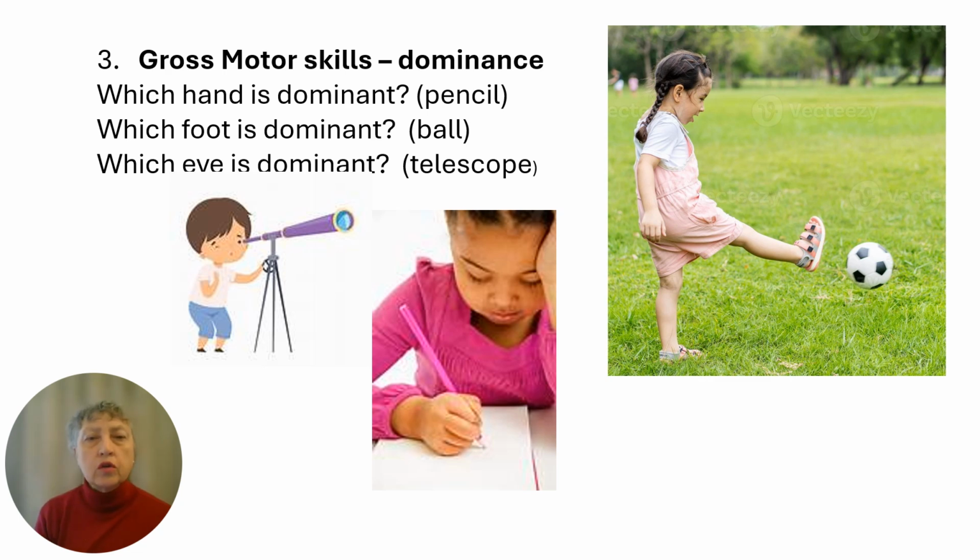For eye dominance, roll a piece of paper into a tube like a telescope and ask the child to look through it with one eye. See which eye the child uses consistently to look at far objects, and that is the dominant eye.